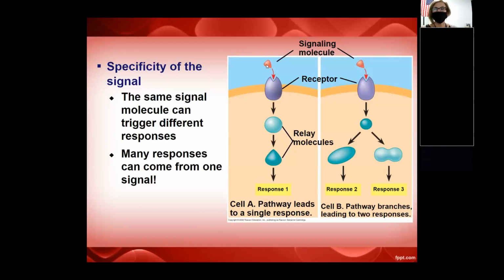So this is what I was just saying. This is one signal, two different cells. We can see that it can have a different response in two different cells. Notice the end result here is different. It can also have more than one response in the same cell, so there's lots of variability. This would be a good example for how we get so many different antibodies to fight off thousands of different infections. So we can have multiple responses within the same cell.